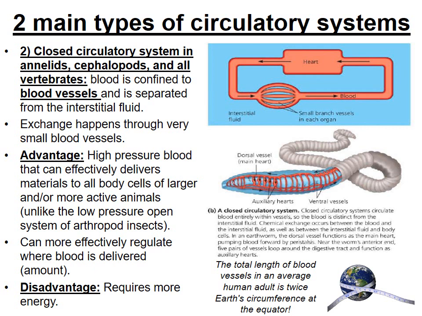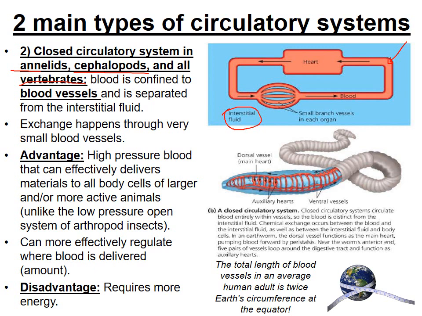So the other type of system is a closed system. You'll find closed systems in annelids, cephalopods, and all vertebrates, including humans. The difference between the closed and the open is that in the closed system, the blood is contained within blood vessels, little tubes here. And it doesn't mix with the interstitial fluid. So we don't have, for example, hemolymph.